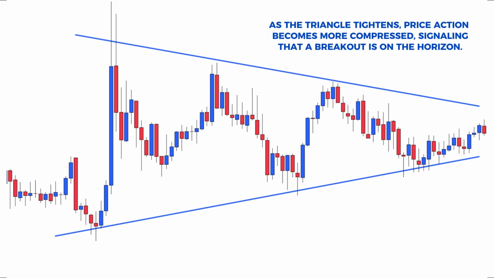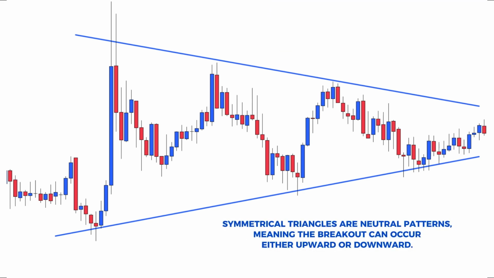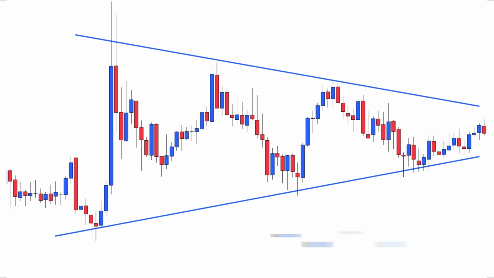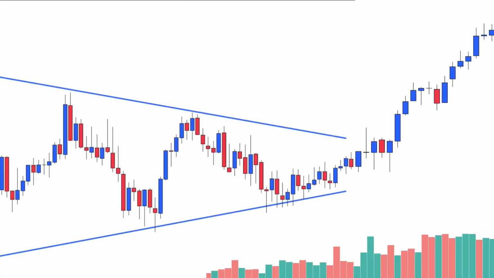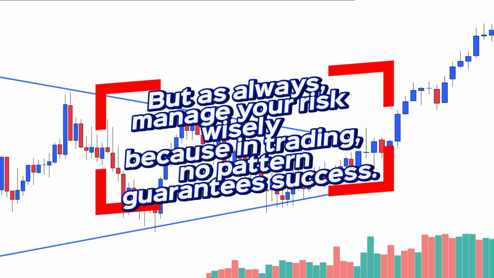Now here's the key: the breakout direction. Symmetrical triangles are neutral patterns, meaning the breakout can occur either upward or downward. Statistically, the breakout direction often aligns with the prevailing trend, but volume confirmation is critical. Notice how, during the breakout, there's a surge in volume? This shows strong conviction behind the move. To summarize, the symmetrical triangle is a versatile pattern to watch for breakout opportunities. But as always, manage your risk wisely, because in trading, no pattern guarantees success.